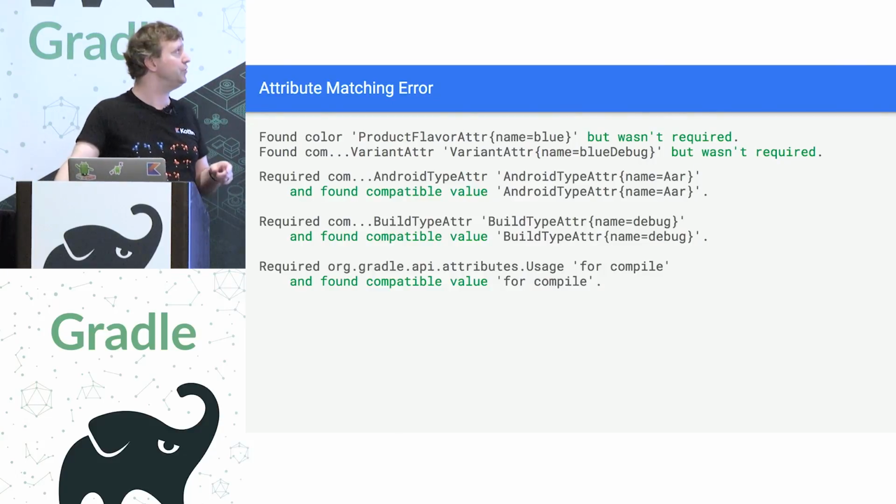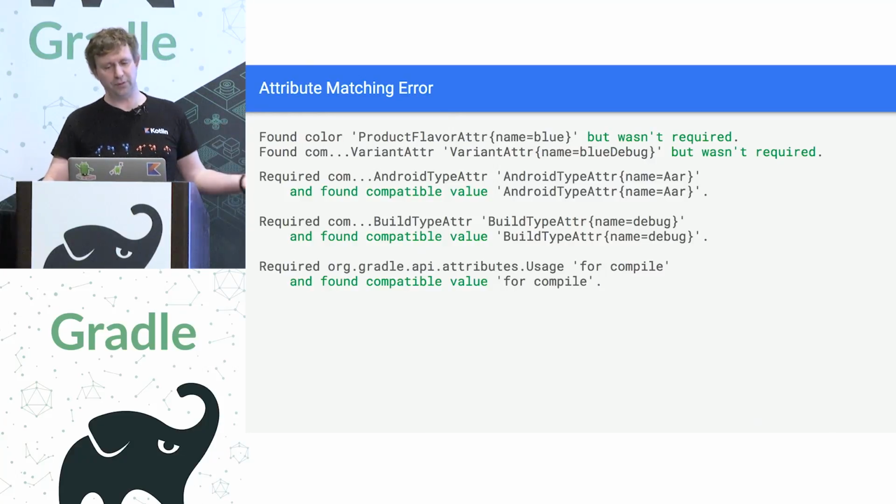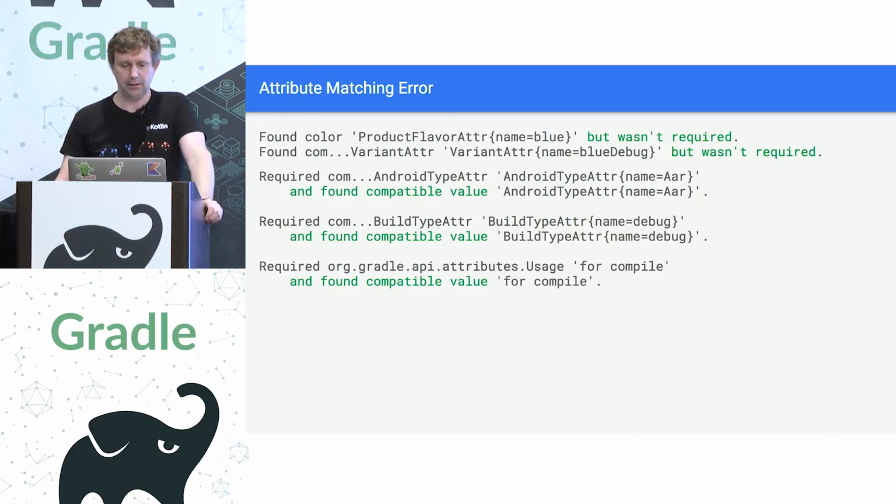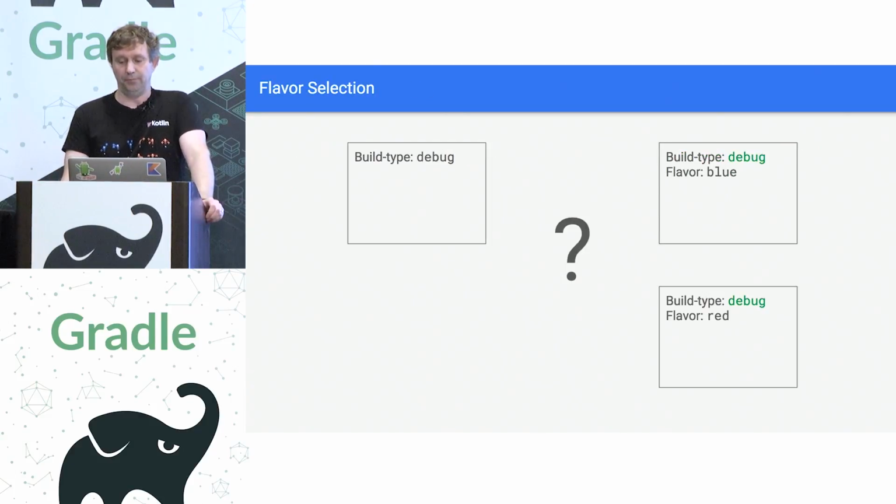That's what I was saying earlier. Even though it says but wasn't required, it doesn't mean that it's a problem. It's fine. It wasn't required, and it's still compatible, right? And then after that, it found a bunch of compatible values. So basically, it found both red and blue. OK, so you need to fix that. So how do you fix that?